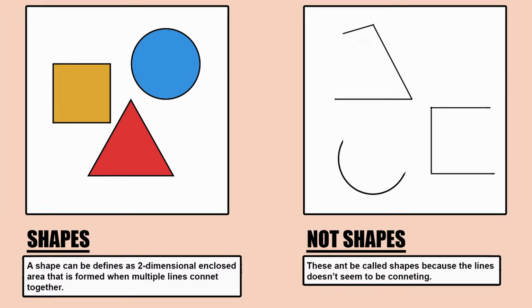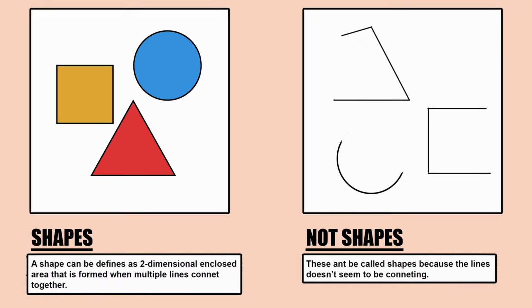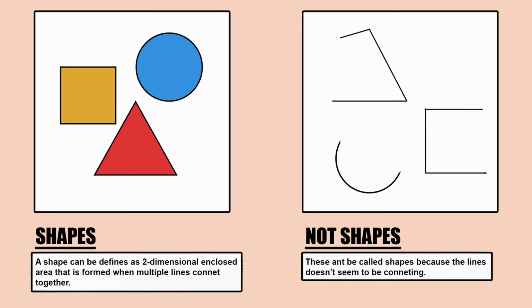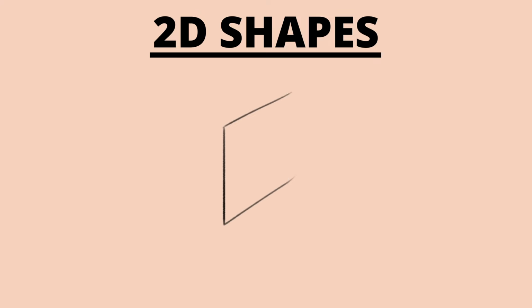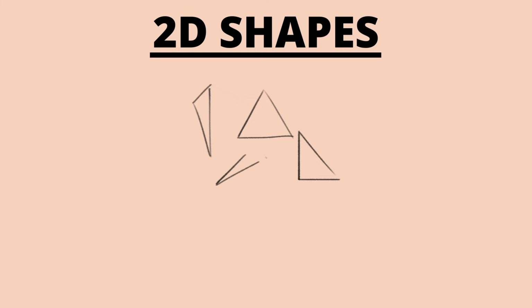Shapes. A shape is defined as a two-dimensional enclosed area that is formed when multiple lines connect together. Shapes can only exist on a flat plane, which means they have a height and width, but not depth. You need at least 3 lines to create a shape, and a shape with 3 lines is called a triangle, which also makes it the simplest shape.